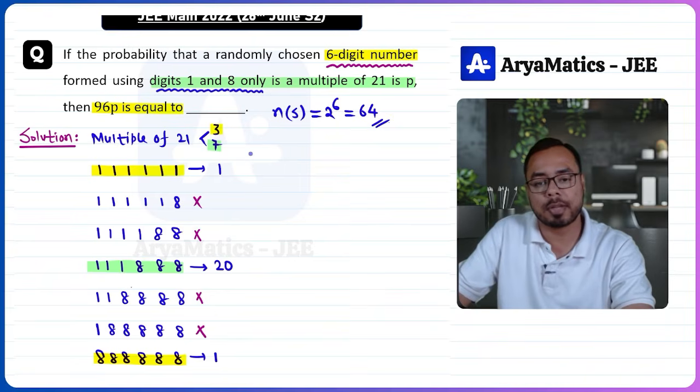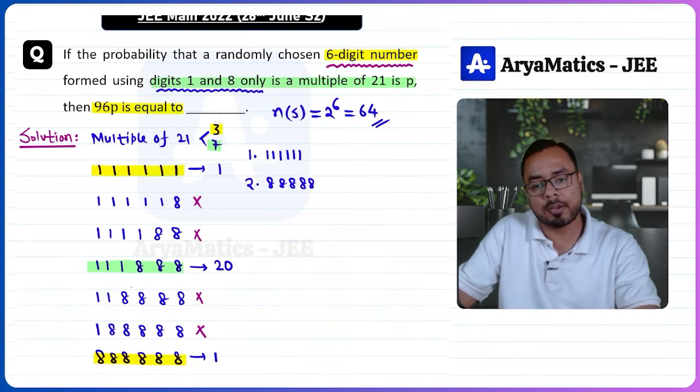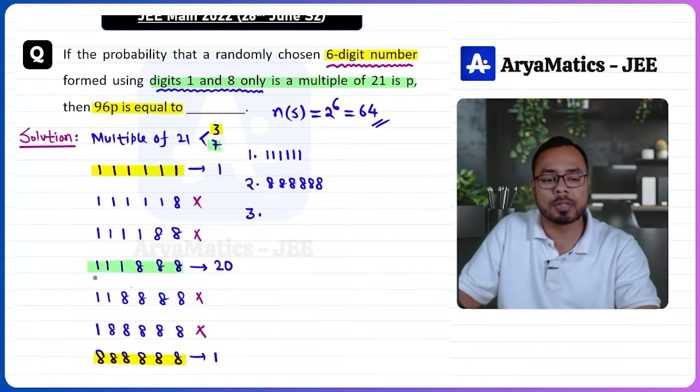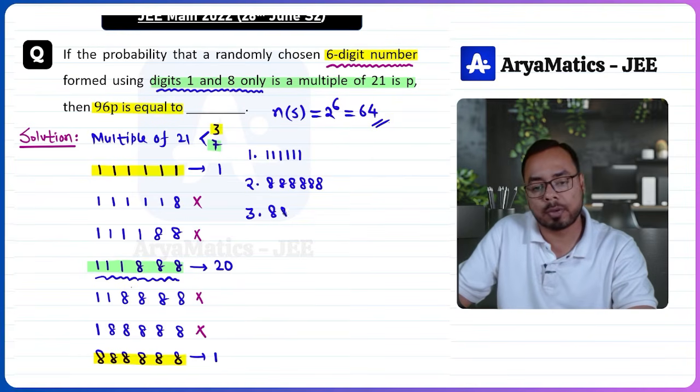7 or not. So let us say the very first number is 1, 1, 1, and then again we have 1, 1, 1. Let us say the second number is 8, 8, 8, and then we have another triple 8. And after that, the next 20 numbers are formed using 3, 1 and 3, 8. Right? Using these digits, you can create 20 numbers. Let me write a few of them.